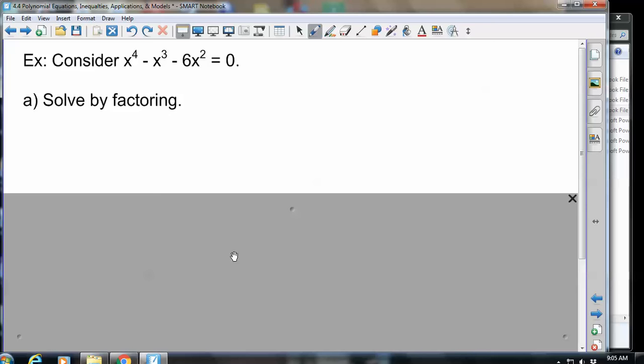Alright. Do I have 4 terms here? No. So grouping is not an option. What else could we do then to factor that? First step to factor is always greatest common factor. I have 3 terms here. If I look at the 3 terms, all of them have an x squared. So let's pull that out. If I take out x squared, I'm left with x squared minus x minus 6.